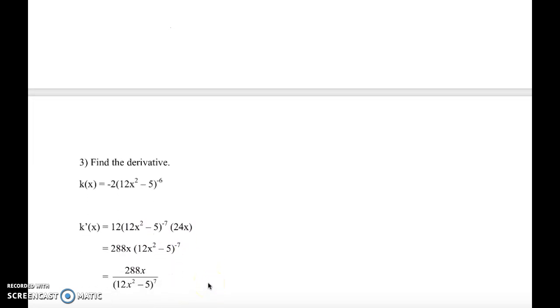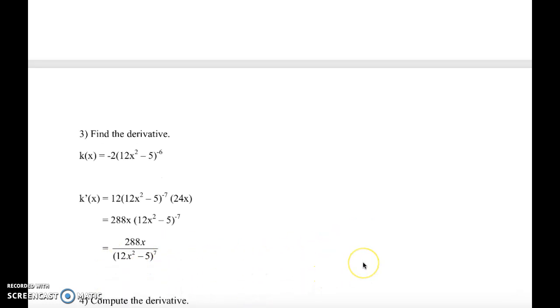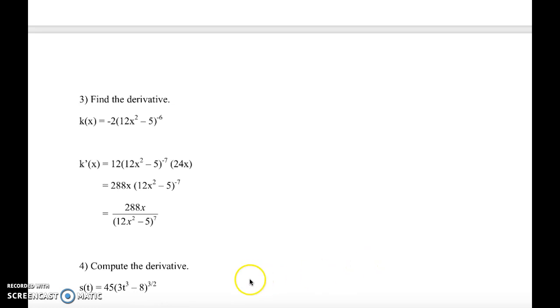And we're going to rewrite it as a positive exponent. So we have 288x divided by my 12x squared minus 5 quantity to the positive 7th power once we put it in the denominator. Number 4 here, again, here we go.